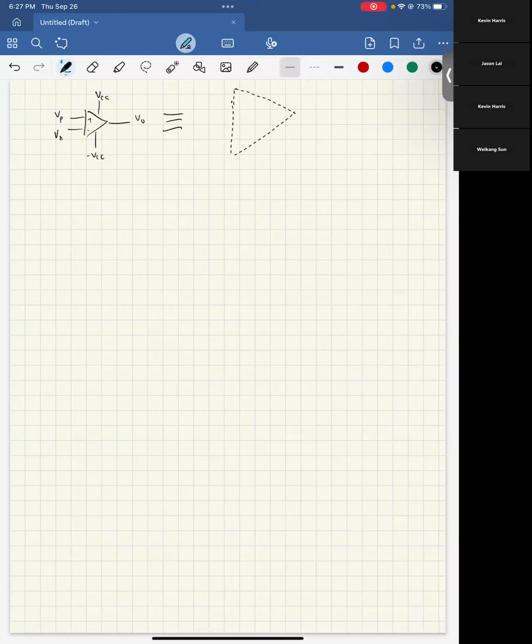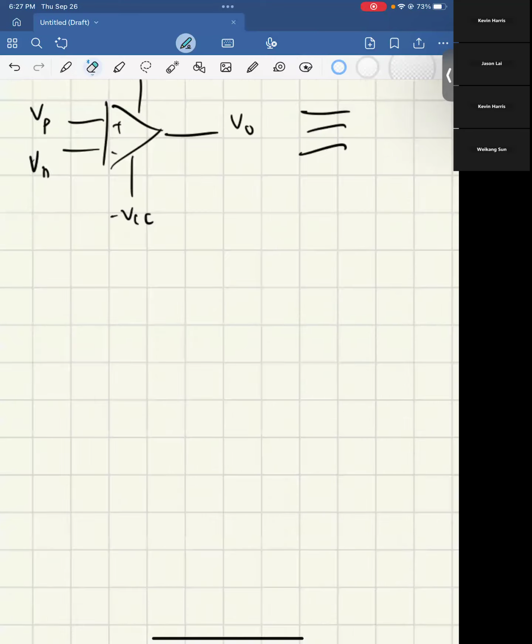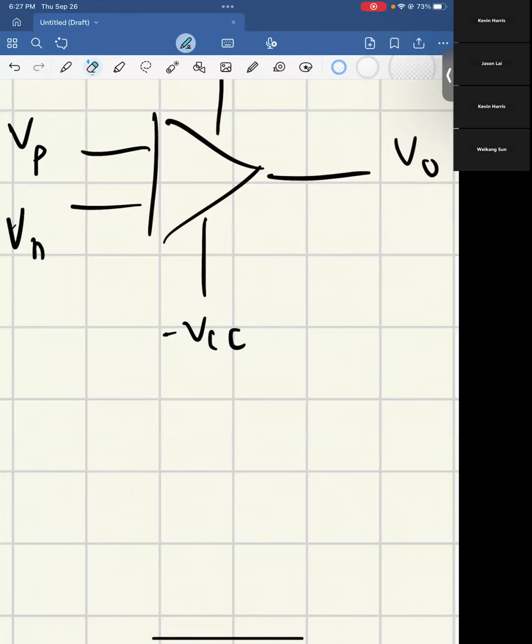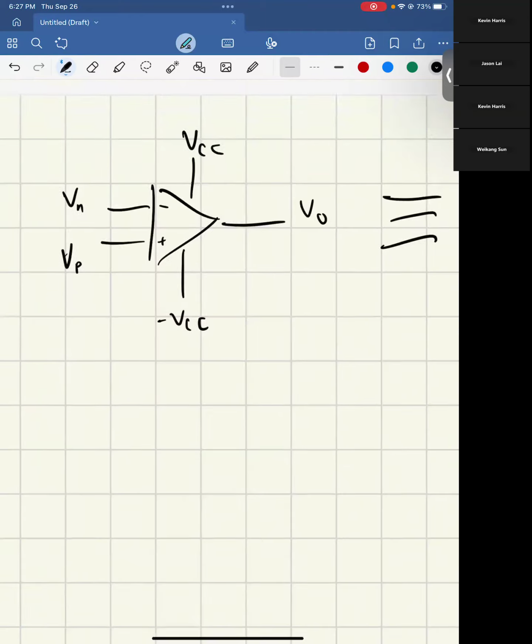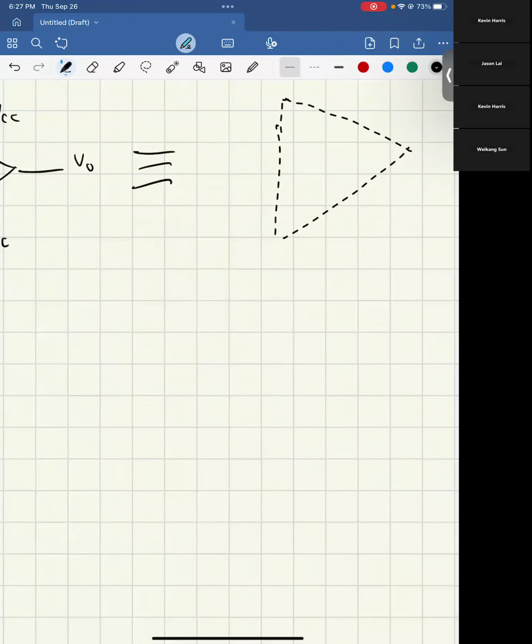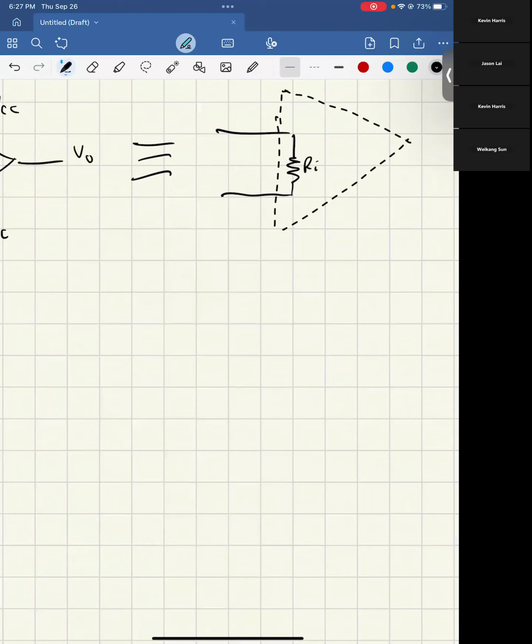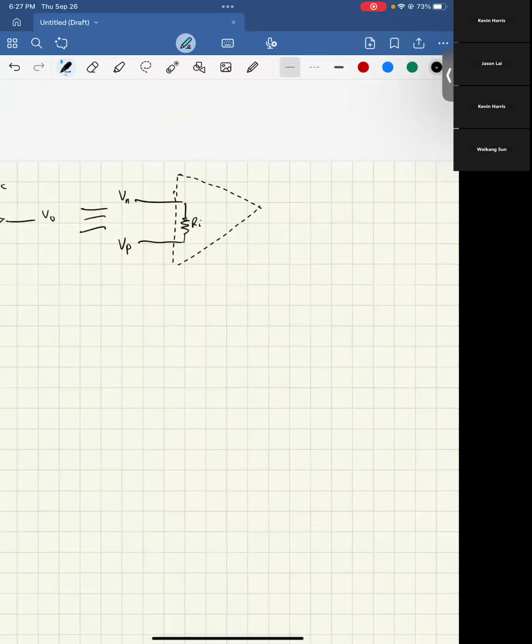And so the model that you guys have learned in class is something like this. Let's pretend I did this the other way, because this matches the picture that I have put up here. We have our VN and VP, and then to that we have our R internal, or we can call RI. This would be our VN.